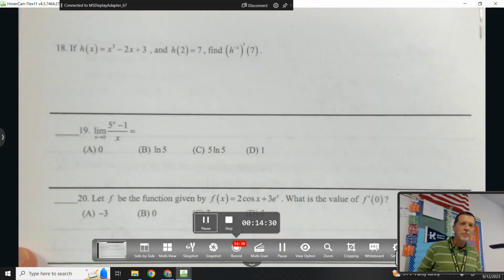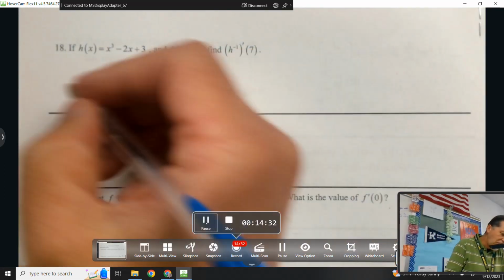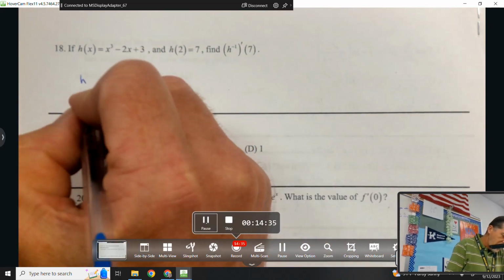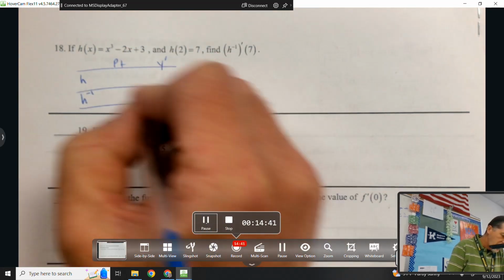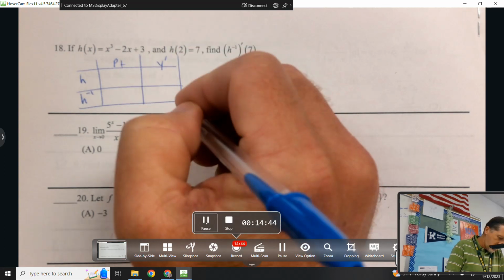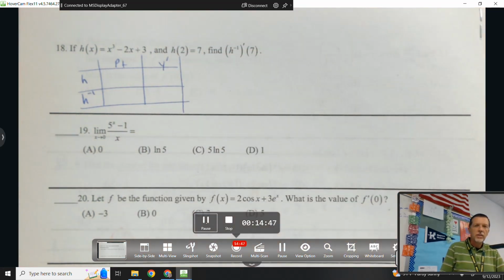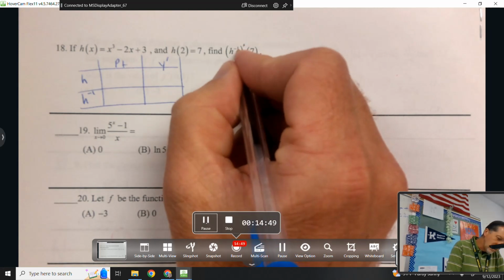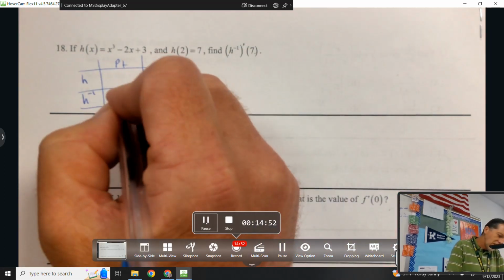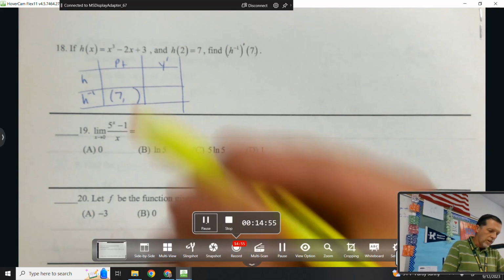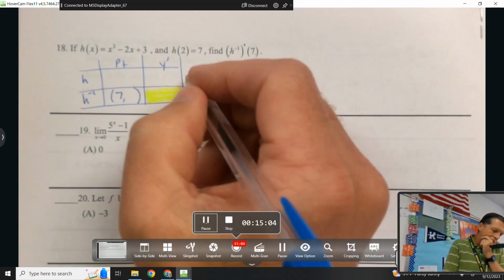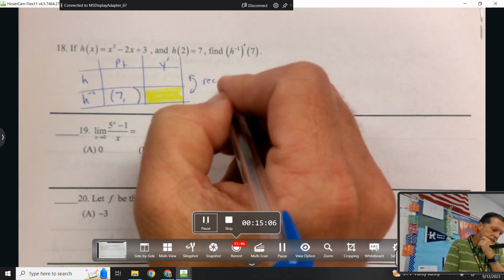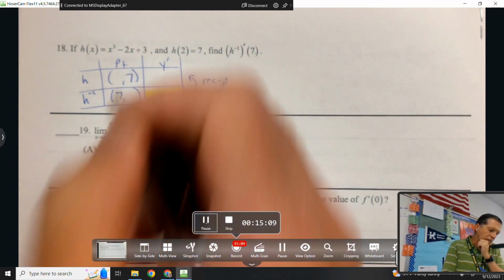Number 18, same kind of question. H and H inverse. H and the inverse. Point and derivative. So let's see, I want the derivative of the inverse of h at 7. So again, I'm looking for this bottom right corner when x is 7. I know those are reciprocals. That means my y value is 7 for the original.